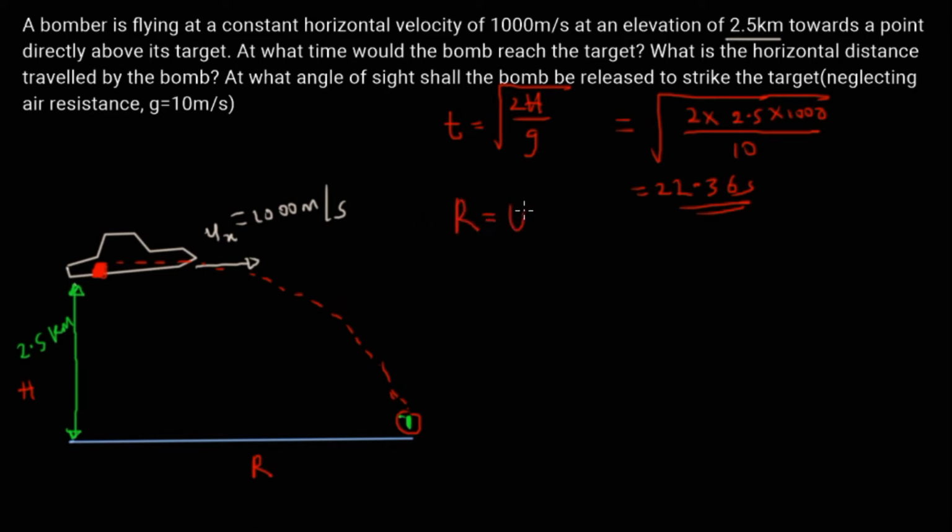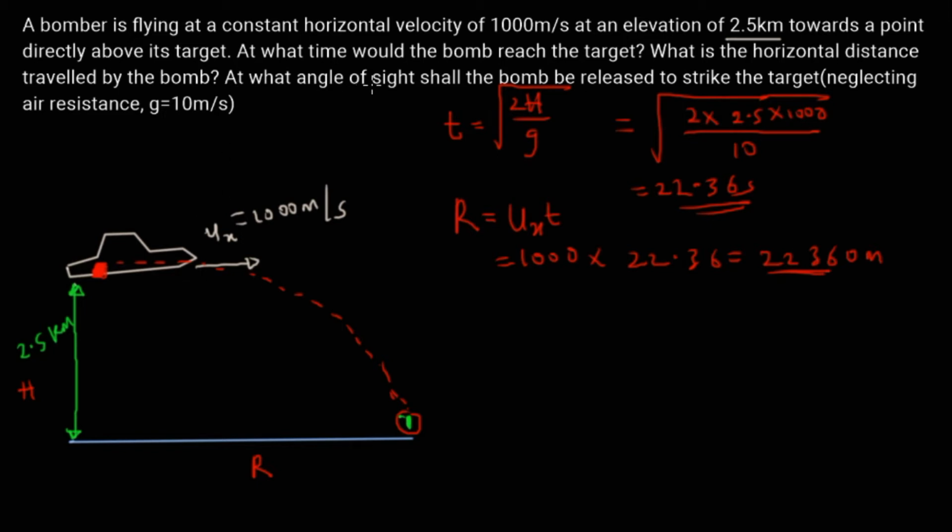All right. In order to find the horizontal distance traveled, notice that the horizontal distance traveled is R, which is the range, and that's of course equal to ux multiplied by t, where ux is 1000, then the time is 22.36, and that's supposed to be equal to 22360 meters.